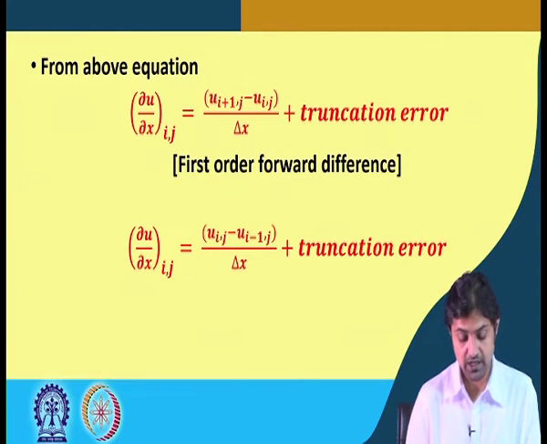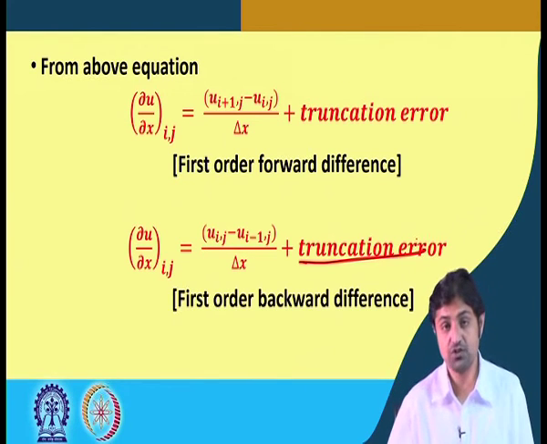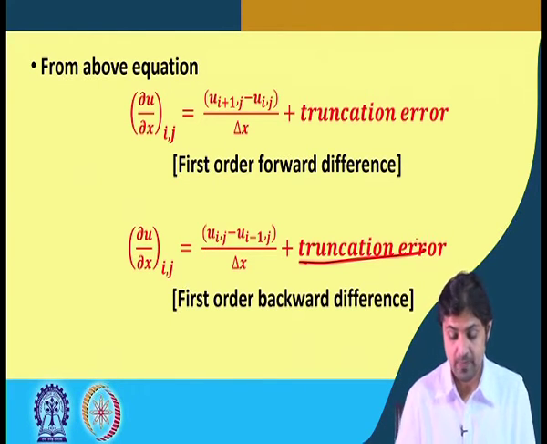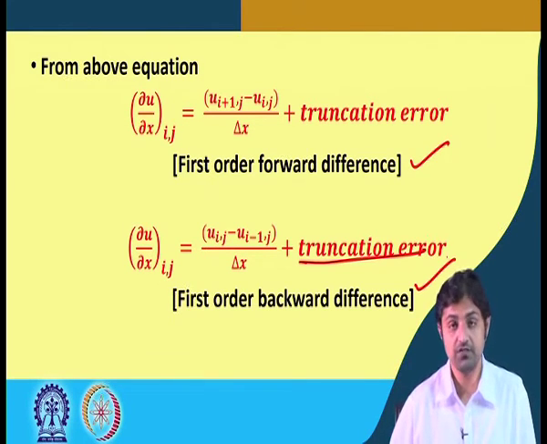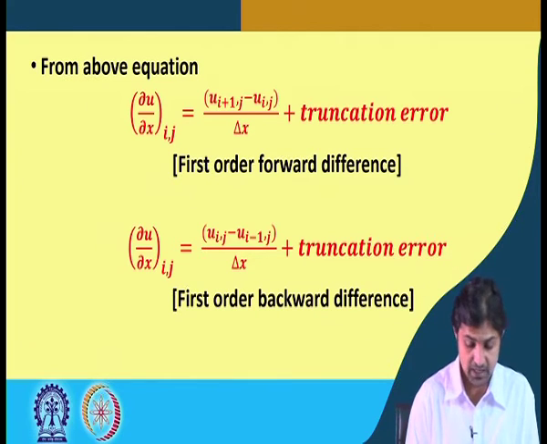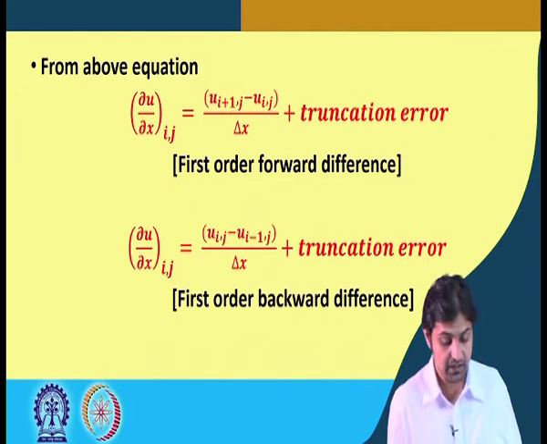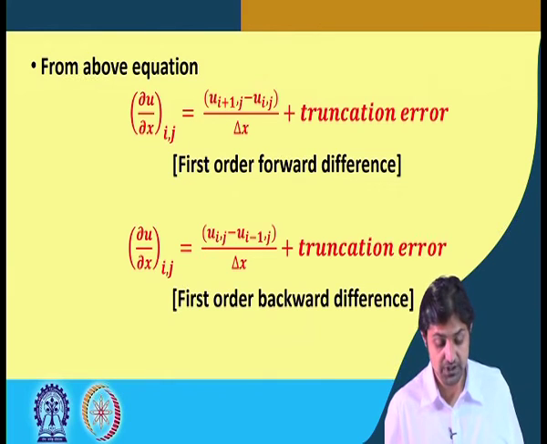Similarly, we can also write ∂u/∂x at (i,j) in the backward direction. That means u(i,j) minus u(i-1,j) by delta x plus whatever the truncation error is, and this is called the first order backward difference. So now you understand the difference between first order forward and first order backward difference. In the forward we have i plus 1 minus i, and in the backward we have i minus i minus 1. So i indicates the indices of the grids, alright.